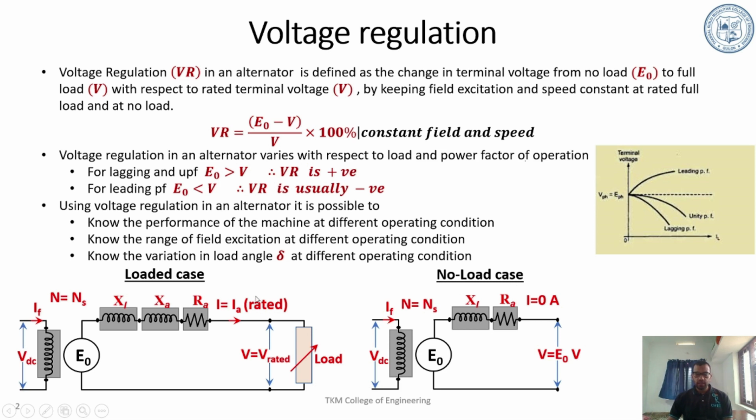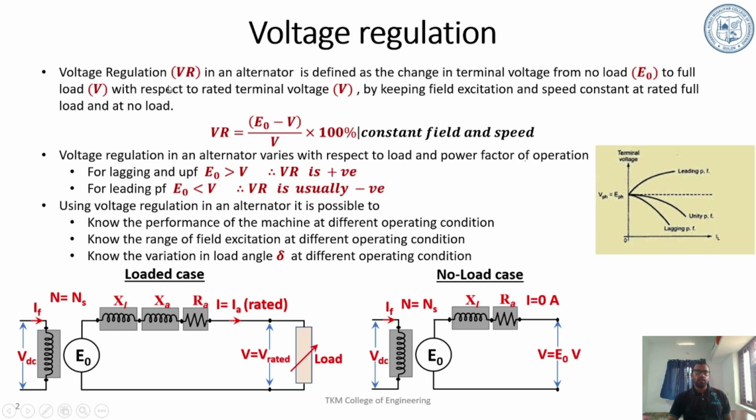So when we suddenly throw off the load switch, the speed of the machine will increase. By adjusting the field of the prime mover motor, we can maintain the speed at synchronous speed. After ensuring the speed is synchronous, we can note this terminal voltage, that is E0, the no load induced EMF. Once we get E0 and V, we can calculate voltage regulation by means of this equation.